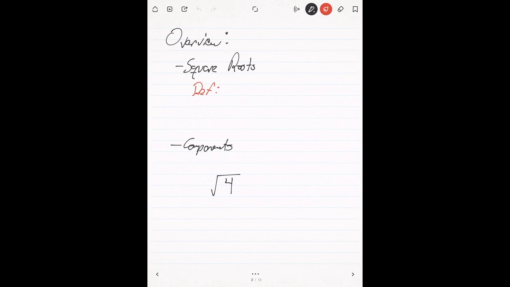Now, we're going to start with a place we know, and that is the idea of a square root. And what is a square root? Well, we're going to define it a little more abstractly than we're probably used to. A square root is defined as: b is a square root of a if b squared equals a. So this is the official definition of what it means to be a square root.